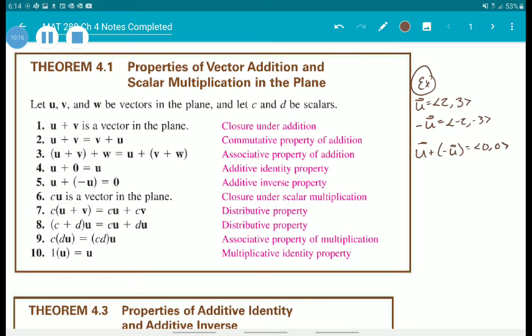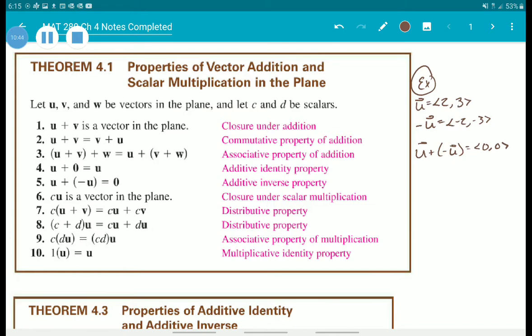The next few deal with scalars. So in property 6, we have a scalar c times a vector u. If we multiply those, then we're going to get a vector. So what this is saying is if we have a scalar c, let's say we have a 2-dimensional vector u, then a scalar times a 2-dimensional vector will still be a 2-dimensional vector. So that's called closure under scalar multiplication. We get something that lives in the same world that we started in.